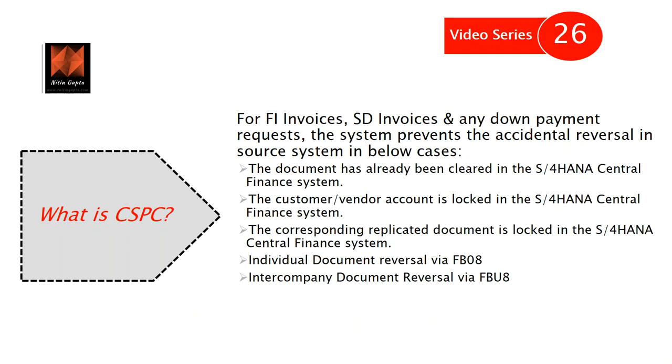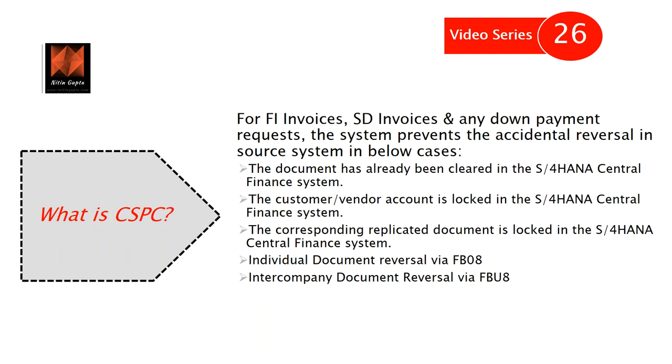So what is CSPC? For FI invoices, for SD invoices, and any down payment request, the system prevents an accidental reversal in the source system in the below cases. When you activate central payment, a few of your processes are running in ECC, for example your purchase order, your vendor invoice, your invoice verification, and then the payment happens from the S/4HANA system. So half of the invoice document process is in one system, the remaining is in another system, and now you don't have control in terms of reporting. Reporting is still a separate story from a document perspective.